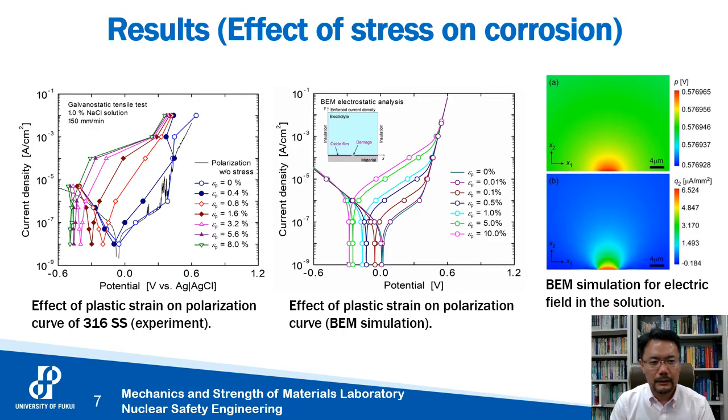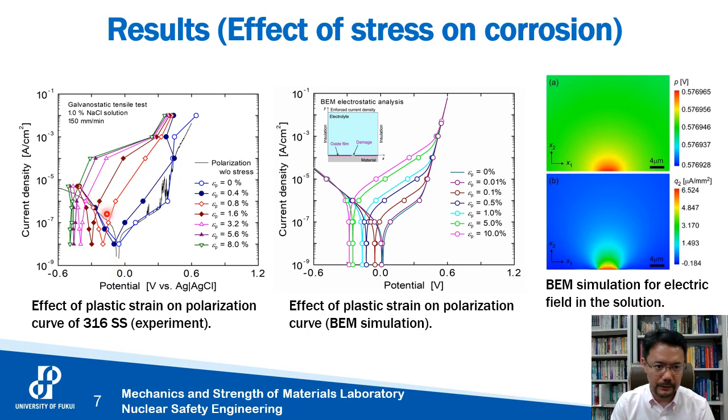This slide shows the results of experiments and calculations, simulations. The vertical axis is the current density. It means the rate of chemical reaction. And the horizontal axis is the potential of the material. And this V-shaped curve is the polarization curve. And here, the current density is 0. And this point is called the natural potential.